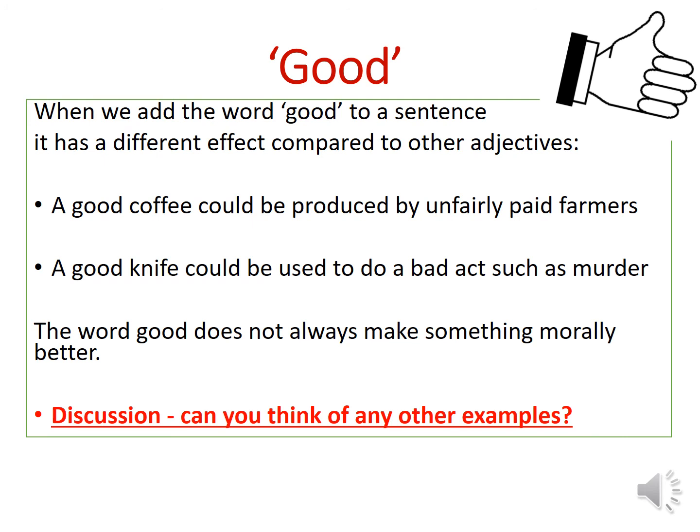So Moore looked at this when he tried to differentiate between something which is a good thing and something which has got goodness. These aren't his analogies, but a good coffee could be produced unfairly by unpaid farmers. A good knife could be used to do an act such as murder. So the word good does not always make something morally better. Can you come up with your own examples of that?